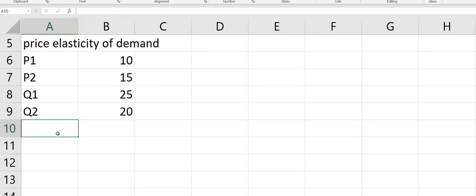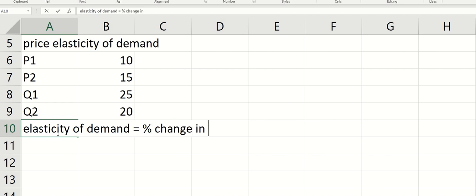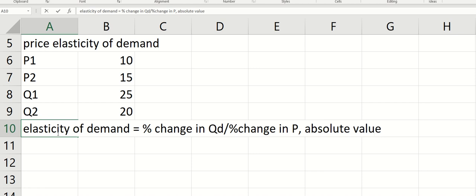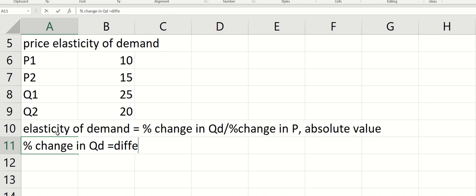All right, so remember the formula for this. This would be the elasticity of demand equals the percentage change in the quantity demanded divided by the percentage change in prices. And make sure you have the absolute value, so it's always positive. First, we're going to find our percentage change in quantity. This is the midpoint method. Remember we did the difference between the two points divided by the average, right?